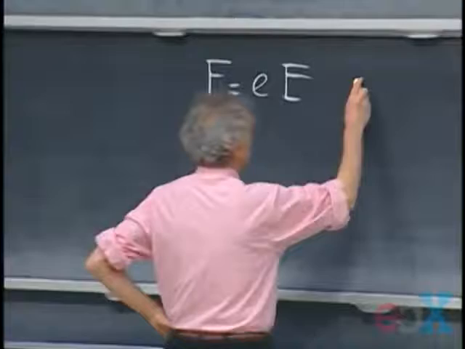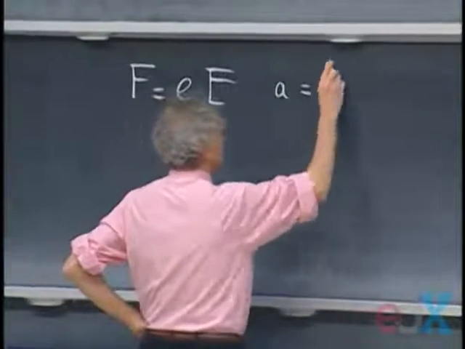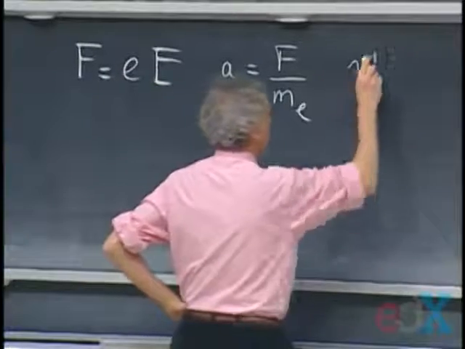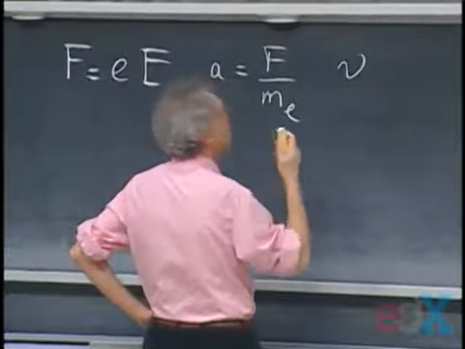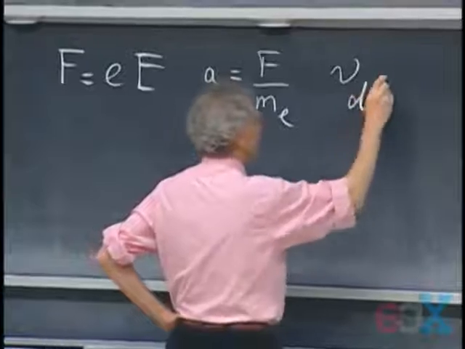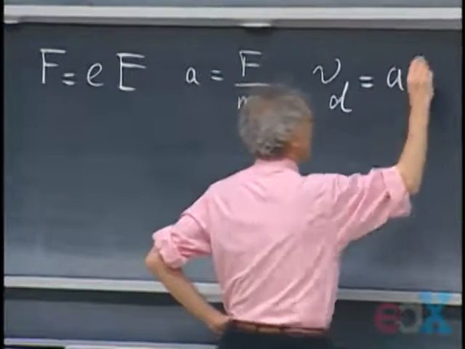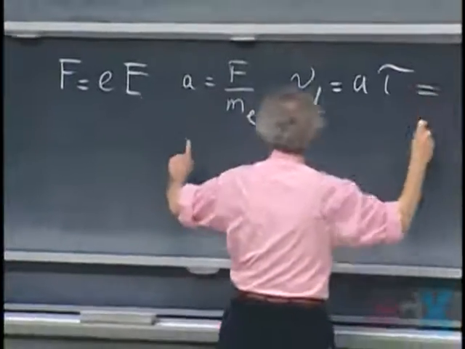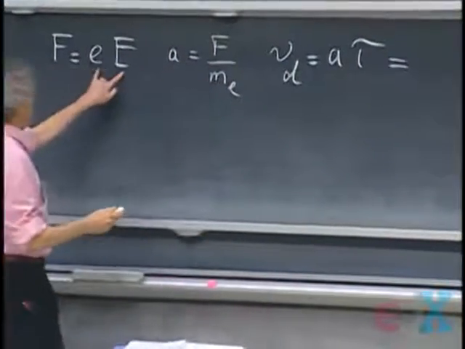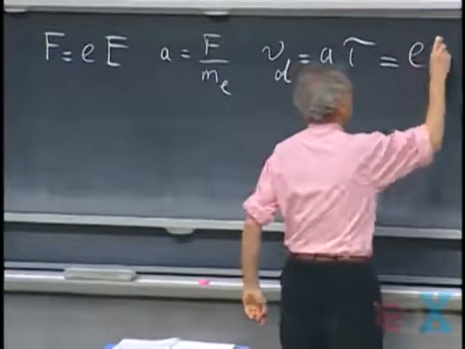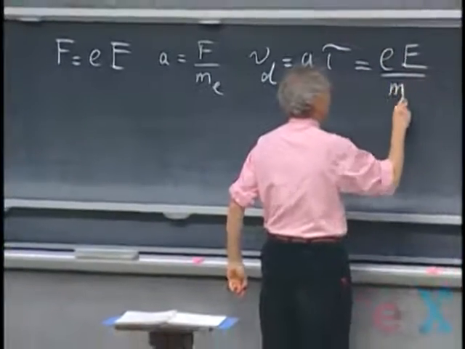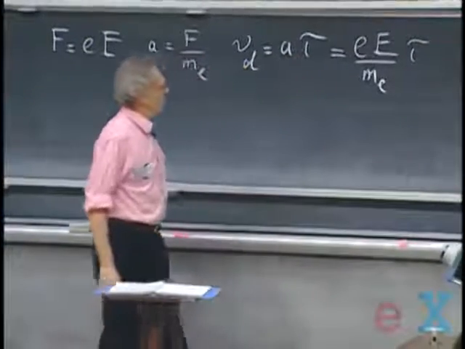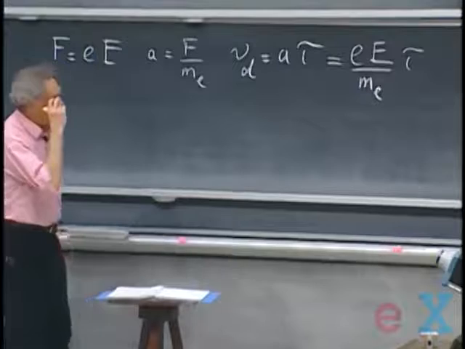And so now these electrons will experience an acceleration, which is the force divided by the mass of the electron. And so they will pick up a speed between these collisions, which we call the drift velocity, which is a times tau. And so a equals F divided by m_e. F is eE, so we get e times E divided by the mass of the electron, times tau. And that is the drift velocity.